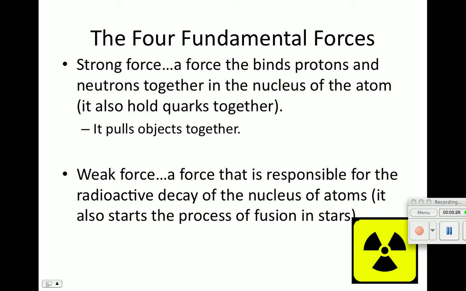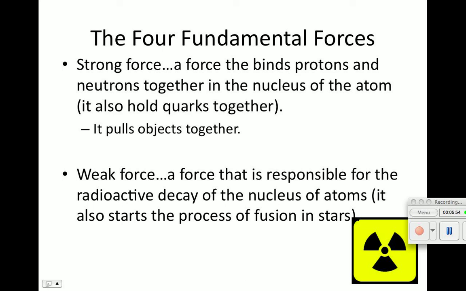We had the strong force, which we talked about when we were looking at the nucleus of atoms. The strong force is the force that's holding the protons and the neutrons together in the atom. What we didn't talk about is it's also holding quarks. Quarks are the subatomic particles that make up the subatomic particles. And so the strong force is holding quarks together, and then it's also holding protons and neutrons together in the nucleus. It's a force of attraction.